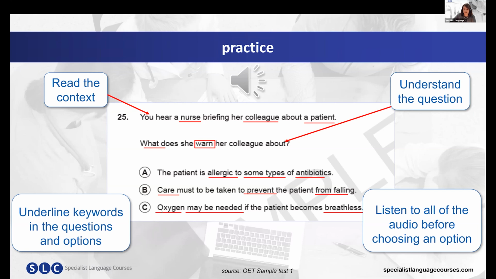And then in C, we've got oxygen may be needed if the patient becomes breathless. Notice that this is a course of action that needs to be taken if the patient becomes breathless. Is this what she is warning her colleague about? All right, so we're going to listen to the audio, and I'd like you to listen and make a note in your notebook. There's no need to write in the chat this time. Make a note in your notebook. What do you think is the right answer? A, B, or C?